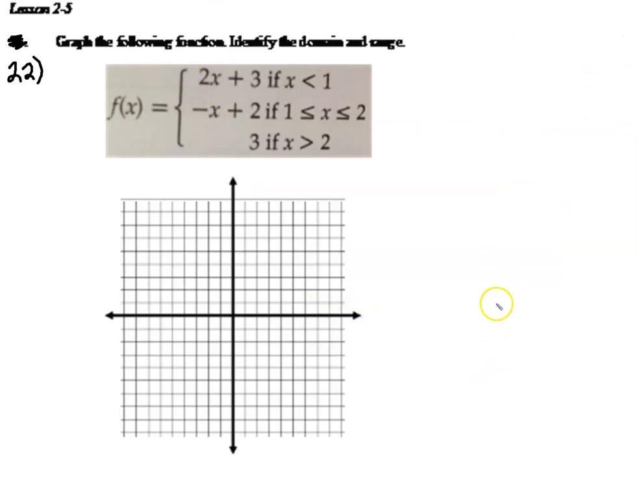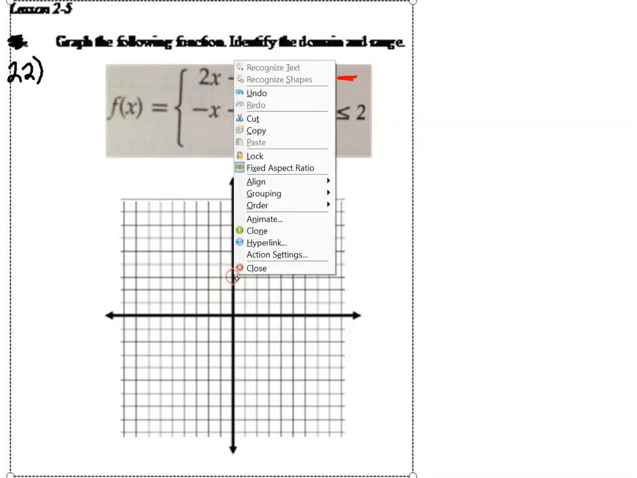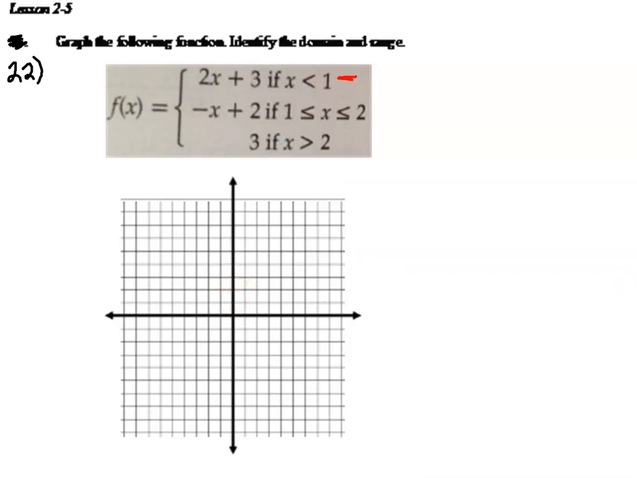Okay, so number 22 is a piecewise defined function, so I'll just color code these. I'll do this first one in red. It's the line y equals 2x plus 3, so start with a y-intercept of 3. And then a slope of 2, up to the right 1, down to the left 1.